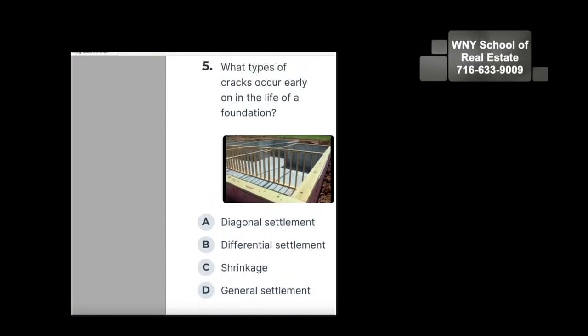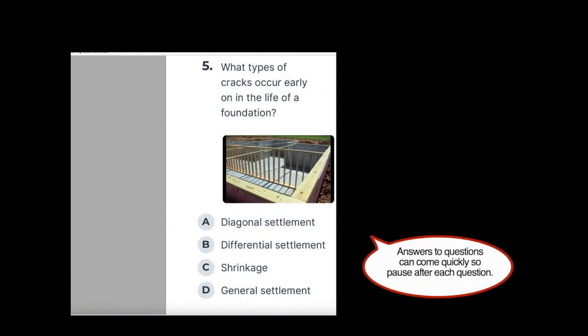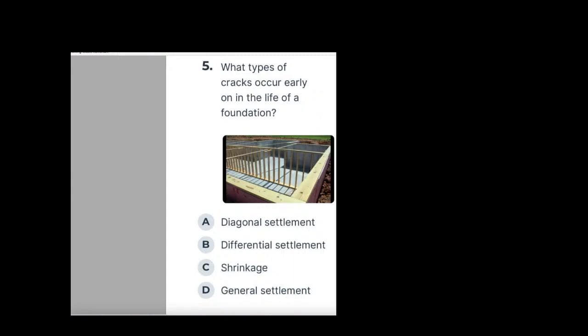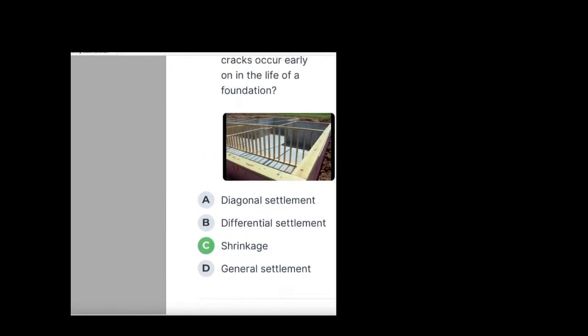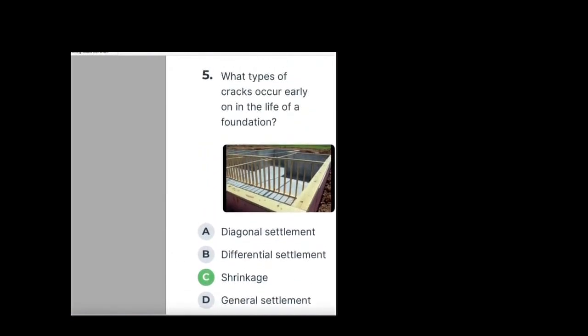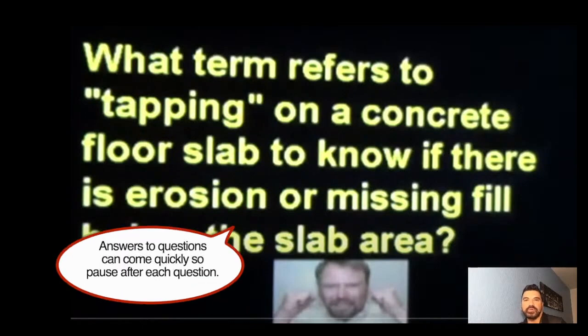What types of cracks occur early on in the life of a foundation? A, diagonal settlement, B, differential settlement, C, shrinkage, or D, general settlement? Shrinkage cracks is the correct answer. Choice C is correct.